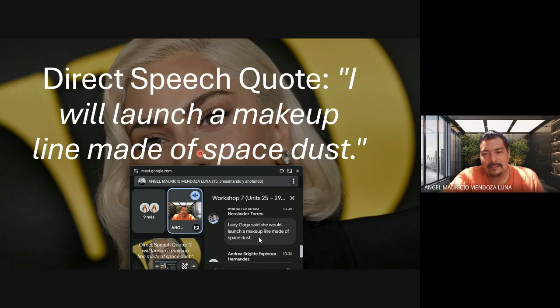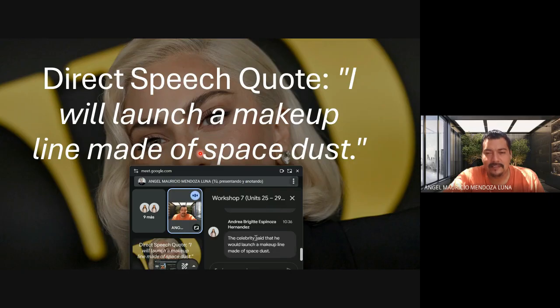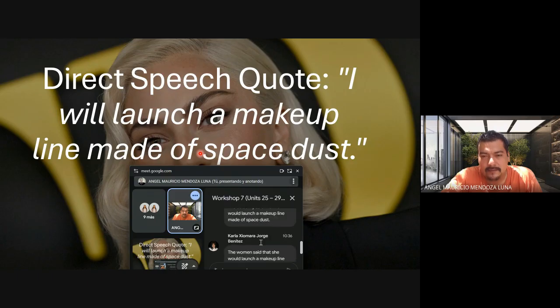Lady Gaga said she will launch a makeup line made of space dust. Andrea, the celebrity said that he will launch a makeup line made of space dust. Good. Up to this point, not so difficult, right? The woman said she will launch. Helen, she would say she will. Nice. Good.